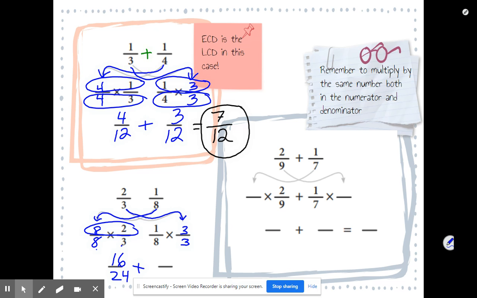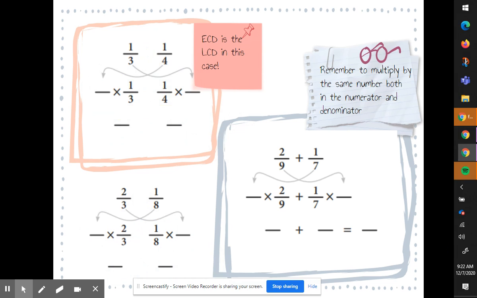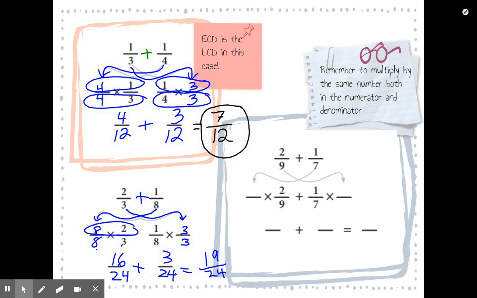And we're adding. Okay. 1 times 3. 3. 8 times 3. 24. 16 plus 3. 19. Can I simplify 19/24? No, 19 is a prime number. So that is my final result for that one. So in that case, we can have a denominator of 24 because we got the denominator of 24 when we found our least common denominator.